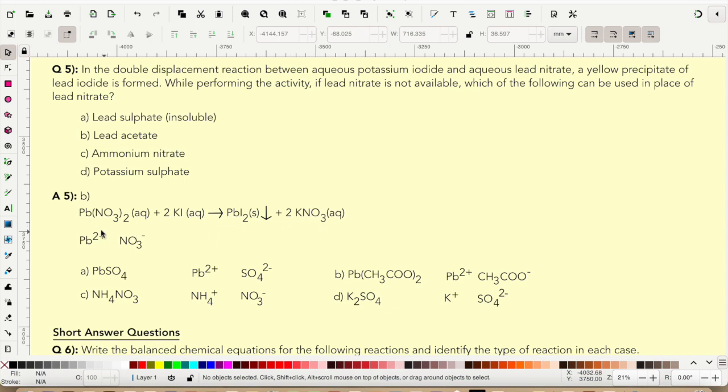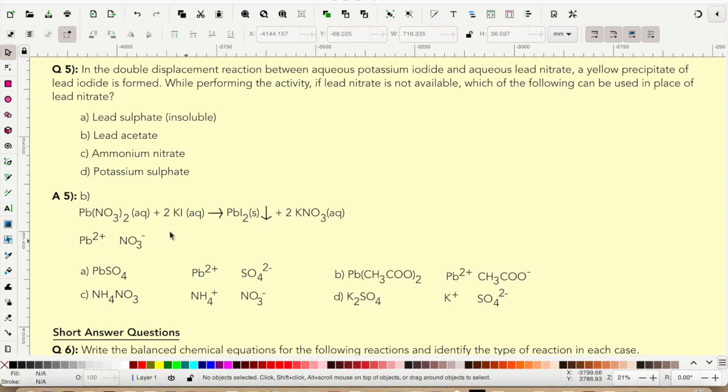We know that Pb(NO3)2 is made of Pb++ and NO3- ions. Lead nitrate's replacement should look very similar to it. Let us see the options given. First one is lead sulfate. Lead sulfate is written as PbSO4. It is made of Pb++ and SO4 ions. So it is not similar to Pb++ and NO3-. So it is not the correct option.